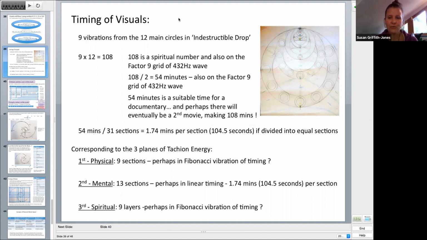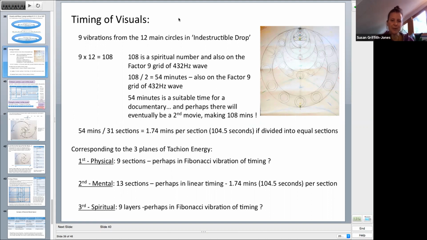108 minutes is quite long for a movie, so I thought divide that by 2. We have 54 minutes, which is pretty good length for a documentary. And 54 is also on our factor 9 grid, so this is really, really great. Maybe one day there'll be a second movie, and then that will make up to 108 minutes. So we have 54 minutes of 31 sections, which, if they are divided into equal sections, would be 1.74 minutes per section, 104.5 seconds. So now I'm going into more and more detail.